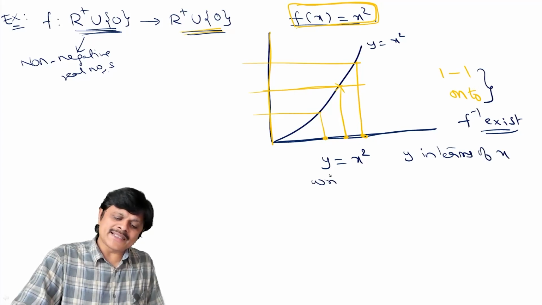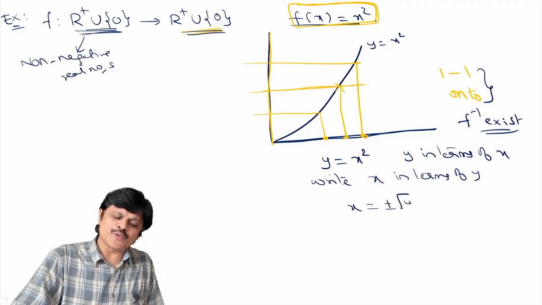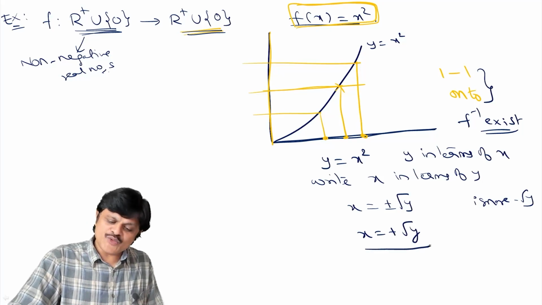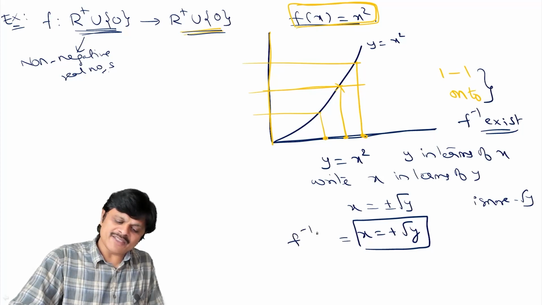So write x in terms of y. When x square is equal to y, x will be plus or minus root y. But you are in the first quadrant, so ignore minus root y. Therefore x is equal to plus root y. So this would be the inverse function. We can now write f inverse of y is root y, or f inverse of x is equal to root x.